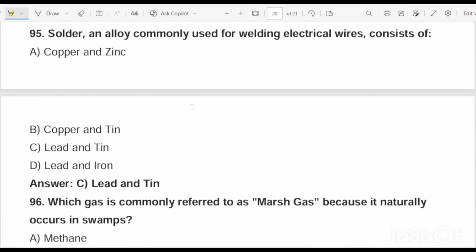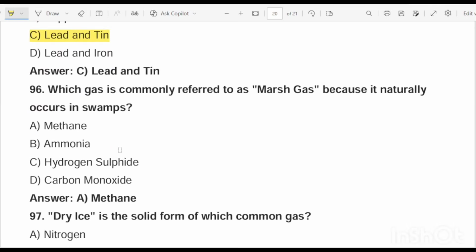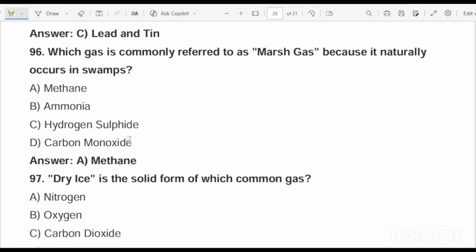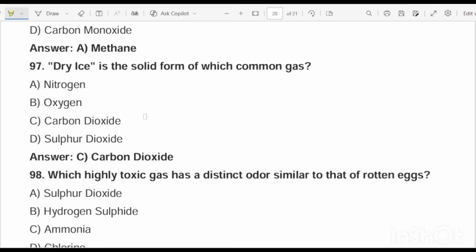Next question, solder, an alloy commonly used for welding electrical wires, consists of? Correct option, option C, lead and tin. Next question, which gas is commonly referred to as marsh gas because it naturally occurs in swamps? Correct option, option A, methane. Next question, dry ice is the solid form of which common gas? Correct option, option C, carbon dioxide.